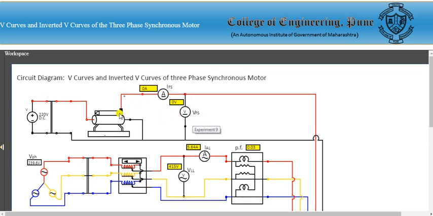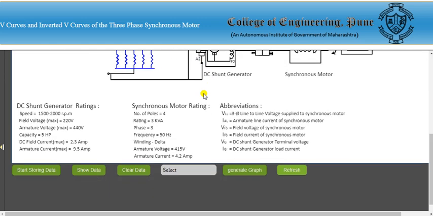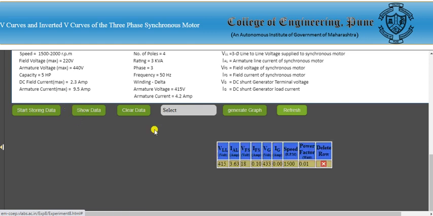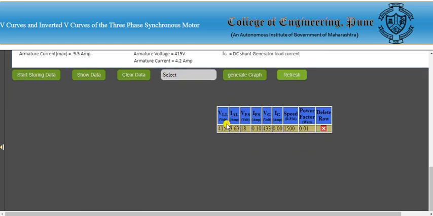Now increase the level of voltage and current. Suppose 0.1 ampere. Then start storing data, store the data and show data. Then you have got the first row of the observation table. Here it is shown: line voltage 415, line current 3.63, field voltage 18, field current 0.10 ampere, generator voltage 433, generator current is 0, speed 1500 rpm, power factor 0.01.